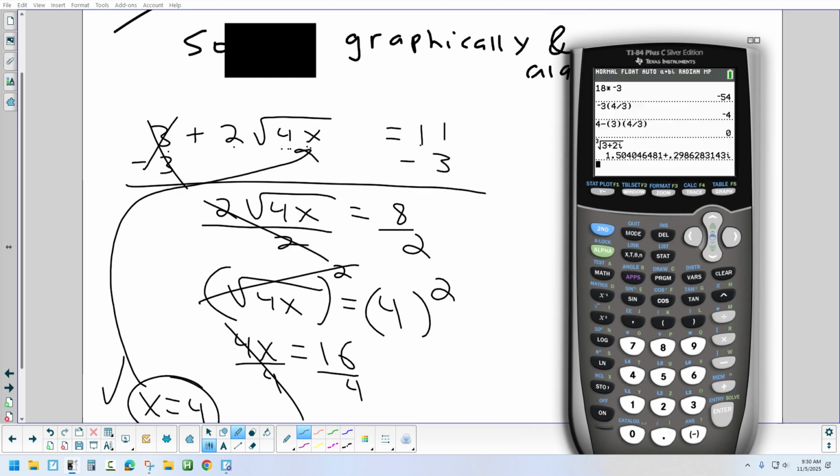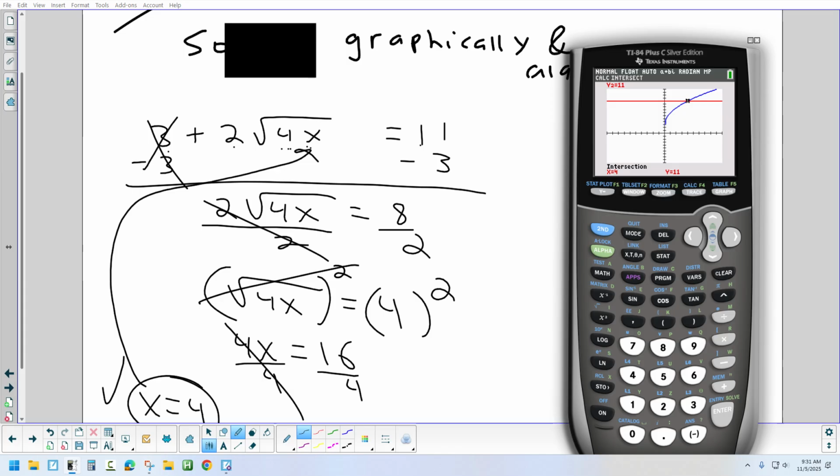Now, algebraically, we just did it. Graphically, it's kind of like what we've done before. Do a y1 and a y2 and then see where they cross. 3 plus 2 square root of 4x, and then put in 11. I'm going to do zoom 6 just to reset my window. But I know I need my y max higher than 10 because I need to see to 11. So there's your square root. There's the line at 11. And these should intersect exactly at the answer we just found, 4.